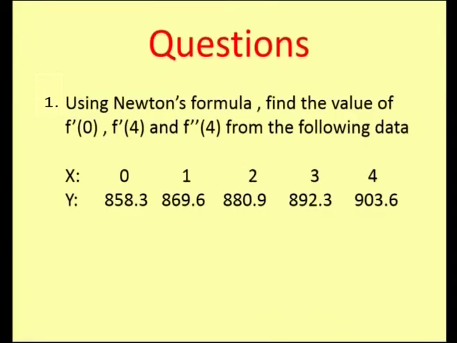Based on the discussion in this session, the following questions may be posed. Find the value of f dash of 0 from the following data. The x values are 0, 1, 2, 3, 4 and the y values are 858.3, 869.6, 880.9, 892.3, 903.6. Also find f dash of 4 and f double dash of 4.